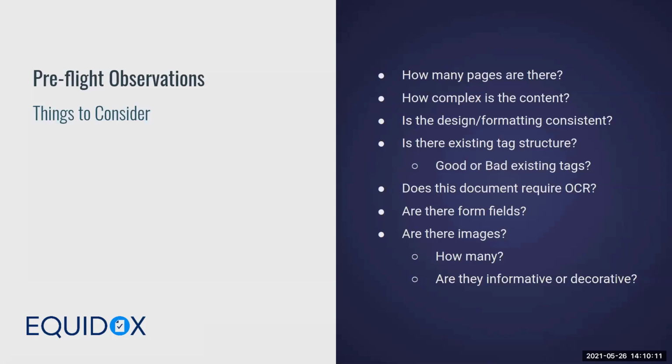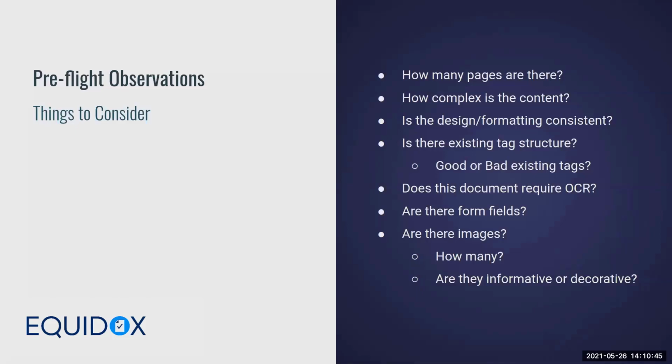Another thing to consider is, are there form fields present? So PDF documents that are intended to be fillable forms oftentimes will have form fields present within them. And this is another element that does take a little bit of extra care, because form fields need to have what are called tooltips applied to them. So if you find that there are form fields in the document, that's another thing to be aware of, and another thing to sort of budget your time and your workflow around, making sure that you take the time to properly handle those form fields.